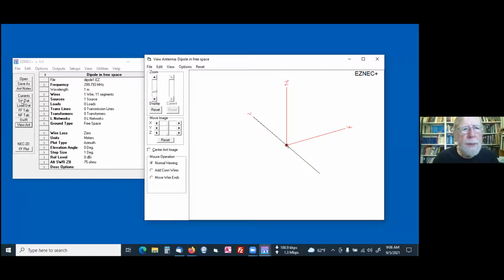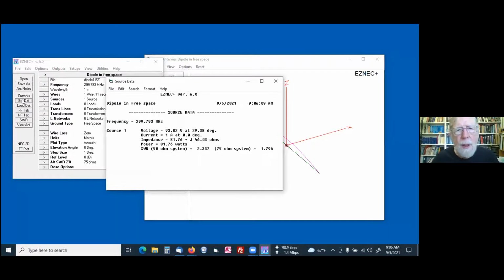If you look at the source impedance, it's actually 82 ohms, and it's got a little reactance. And that's to be expected from a half wavelength dipole. A half wavelength dipole is not quite resonant. And also the impedance is not exactly 73 ohms. You'll get a different impedance depending on the diameter of the wire.